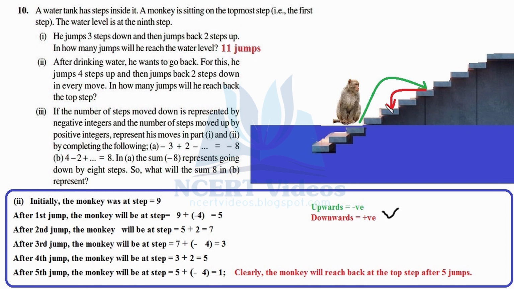Now third jump. He was at 7 and he makes 4 to it. And upward is taken negative, so he'll be at 3. After 4th jump, 3 plus 2, again doing the same thing, he'll be at 5. Now, important thing is 5th jump. When he jumps upwards, he'll be at the top. You don't even have to jump backward now because he already reached this position after making a 4 step jump. So clearly the monkey will reach back at the top after 5 jumps. So that was the required answer.